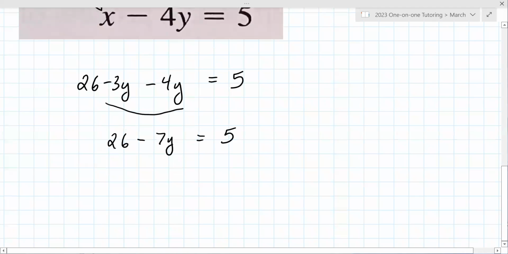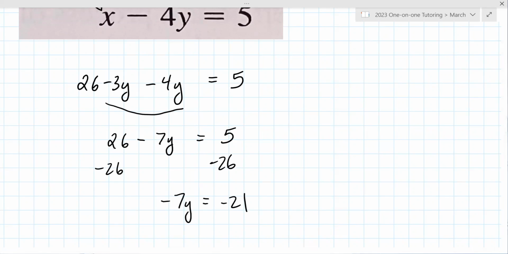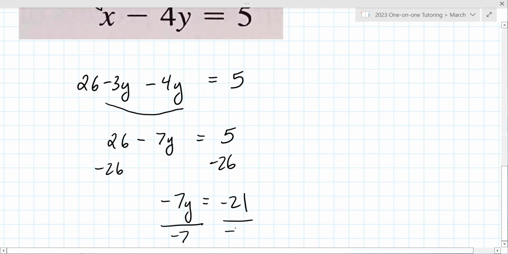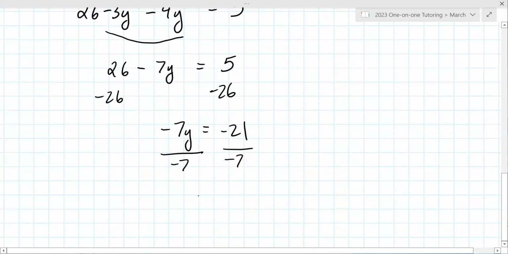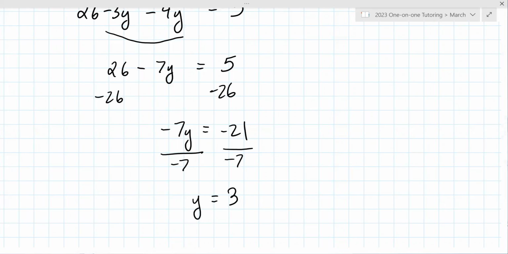And then you're going to subtract 26 from both sides. Minus 7y equals minus 21. And then divide both sides by minus 7. So y equals 3.